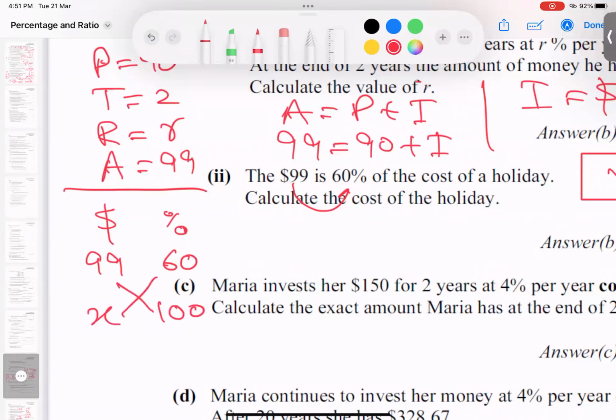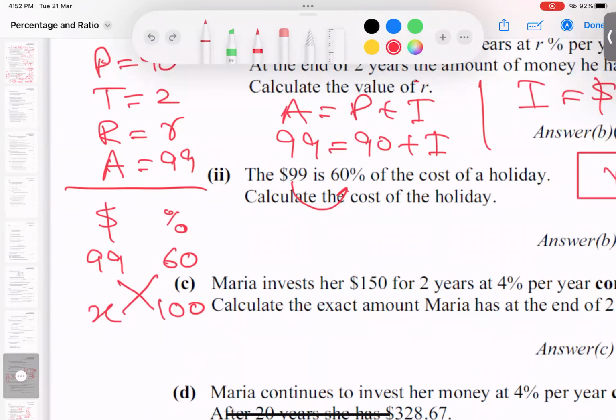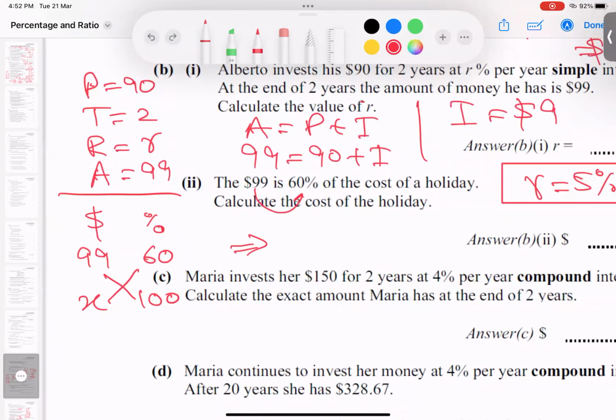Original means full. Full means 100. That is why the cost of the holiday, the total amount, is called here total, which is 100. I believe the point is very clear, and now I'm going to do it. X times 60, and 100 times 99. Now 60 will divide, and I'm doing it directly. So 9900 divided by 60, and my answer is coming: the cost of the holiday, which means the total money, is 165.